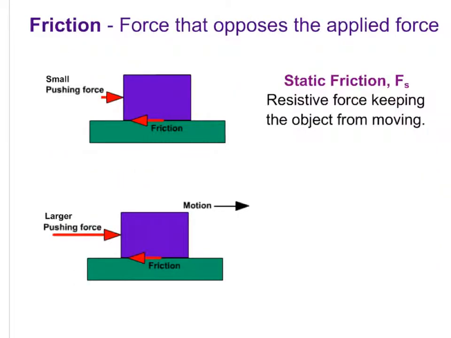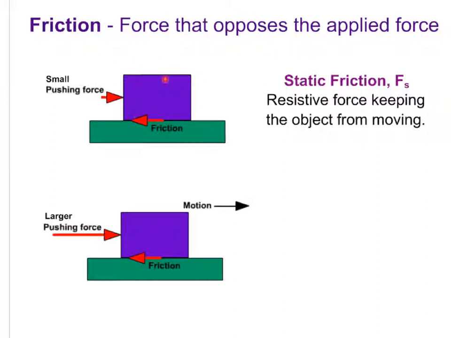So let's look at a particular type of friction. Friction in general opposes the applied force. Let's look at static friction. You've all heard the term static friction, and we designate that with the capital F for force and a subscript S for static friction. Static friction is the resistive force that keeps an object from moving.